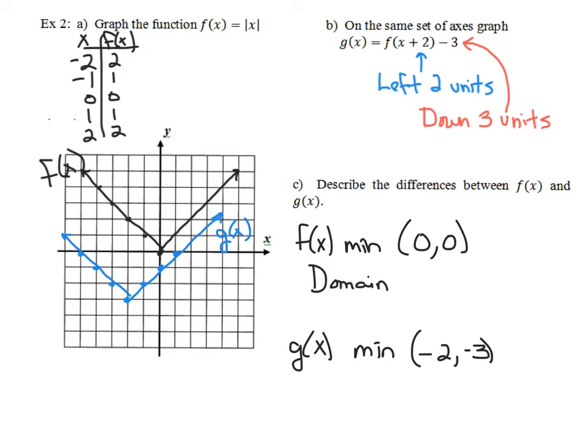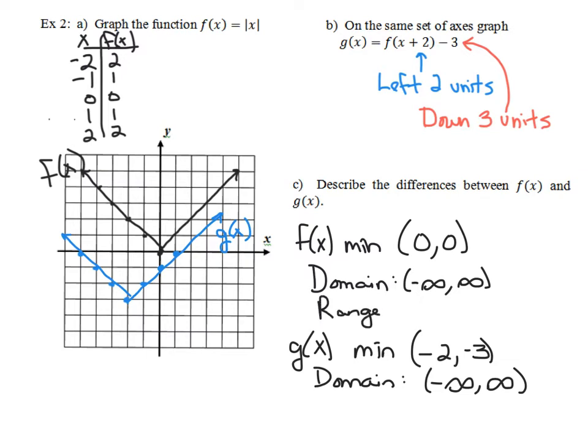So the domain for my original parent function is all real numbers, going from -infinity to +infinity. The domain for g of x is exactly the same. Because all real numbers were involved to begin with, I'm still going to be able to use all real numbers for the domain. What changes is, of course, the range. For f of x, the range is everything from 0 to infinity, but for g of x, the range is going to be everything from -3 to infinity. So I'm looking at the y coordinates now.